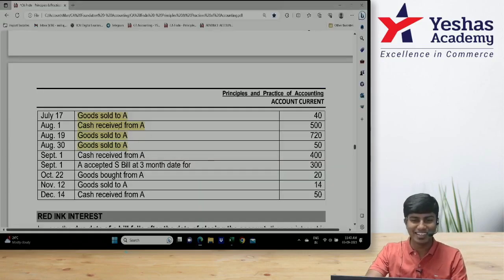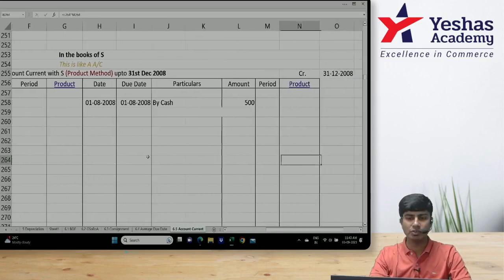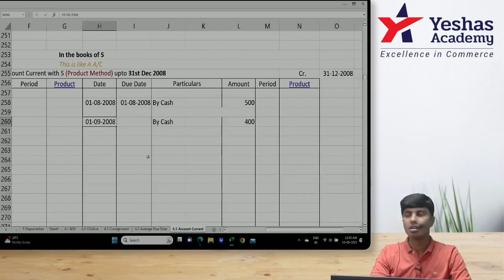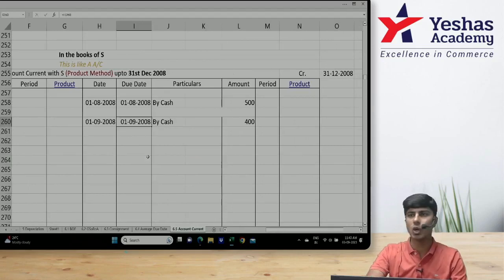To sales, over. Next. Cash received from A. Journal entry is cash account debit to A. So this is A account. We'll write "By cash". Date is 1st of September. Here also I'll write 1st of September to be the date. Okay?